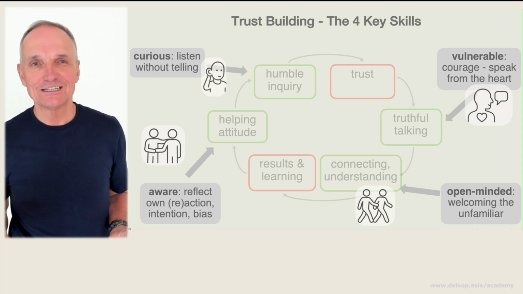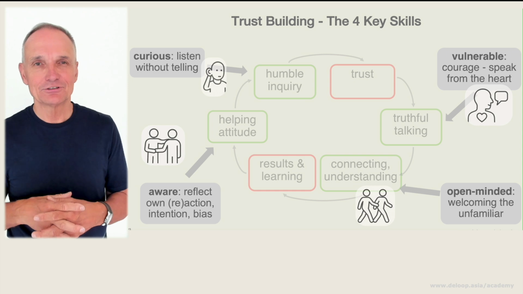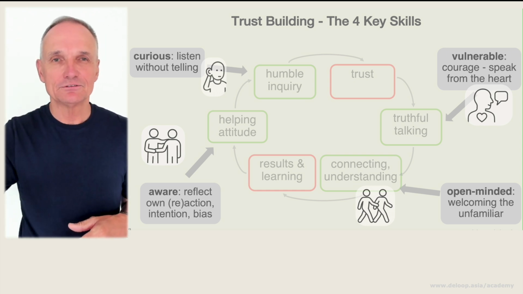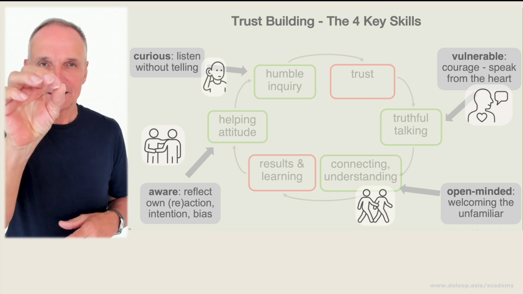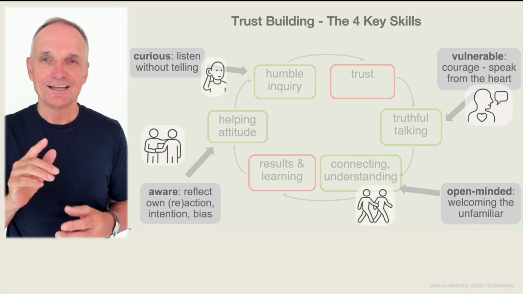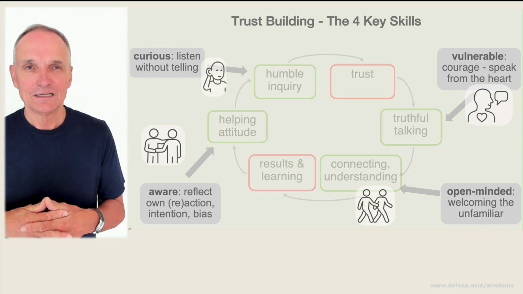Be open-minded for that. And with that kind of connection and understanding, you're producing results and learning, which then will form a reinforcing circle. With these 4 gray highlighted skills on the left and right, we can form this trust cycle with each other. And in that sense, we become powerful collaborators and learners together.